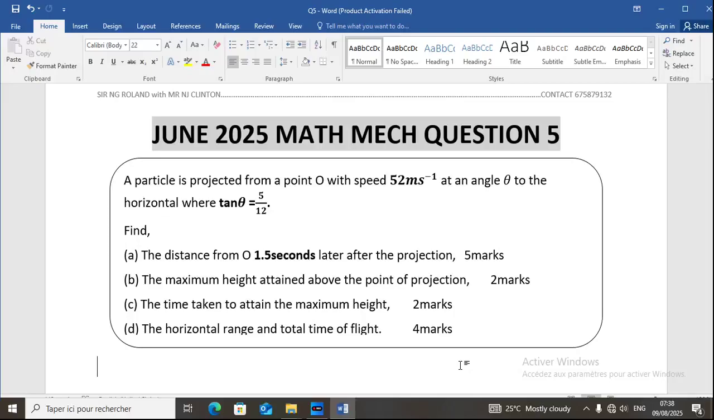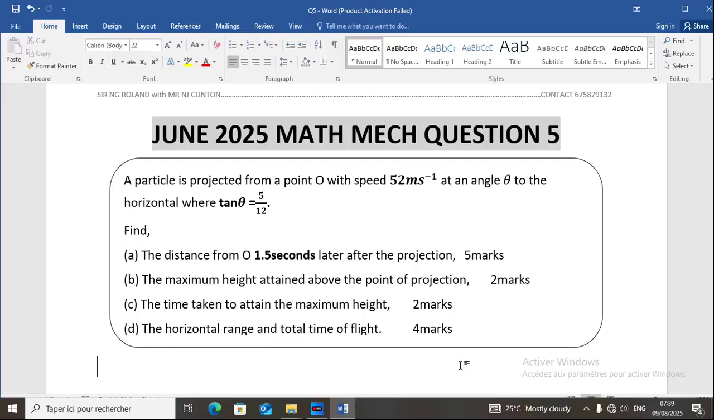So today we are just going to be looking at the fifth question that was sent in June 2025 Math Mechanics. For those who have never watched question 1, question 2, question 3, question 4, please endeavor to watch them because they are actually interesting videos. Okay, so without wasting much of your time, let's just get started.